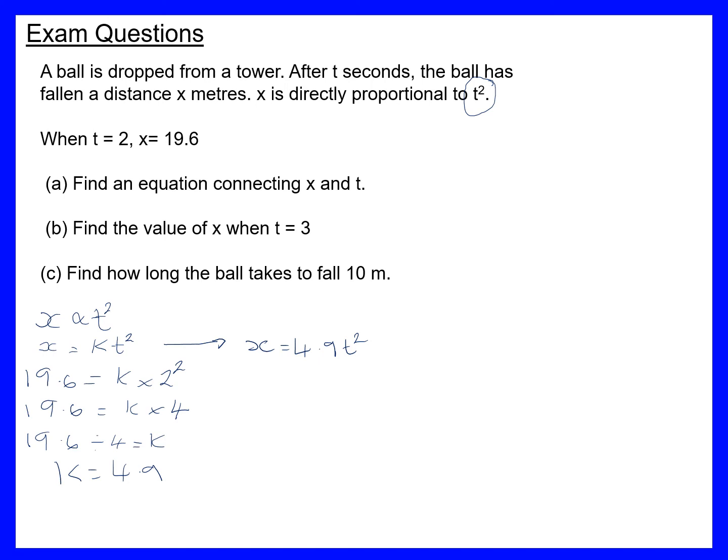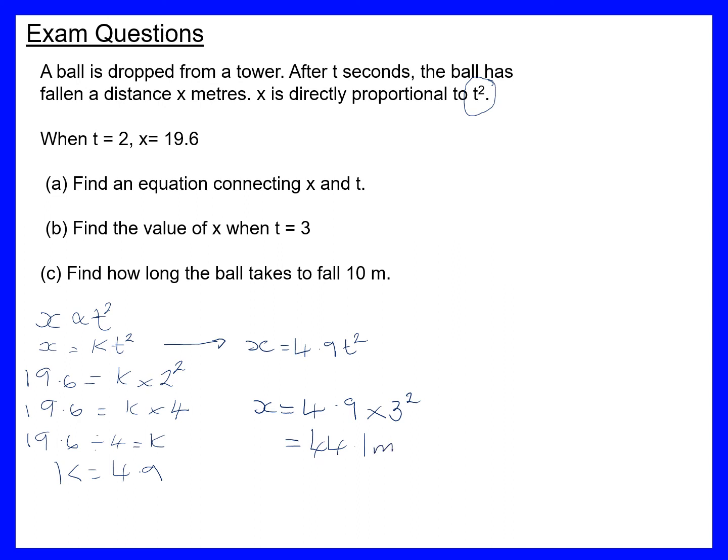Part B then, find the value of x when t equals 3. So we're going to take our formula. So we said x is equal to 4.9, and we're going to multiply it by 3 squared, since t was 3. So I'm going to do 4.9 multiplied by 3 squared, which gives us 44.1. Okay, so that's our value of x, and that was in meters.